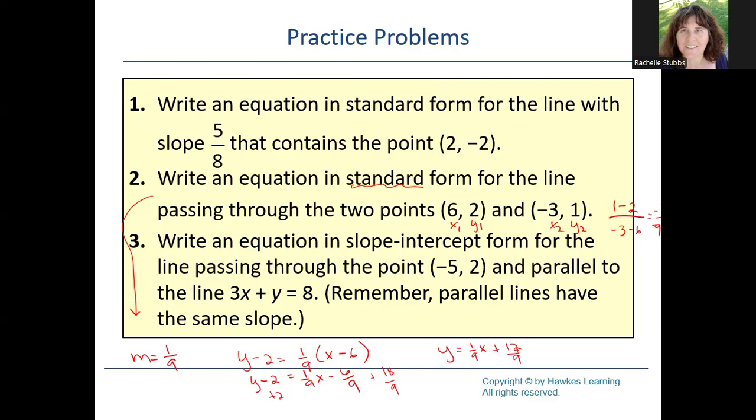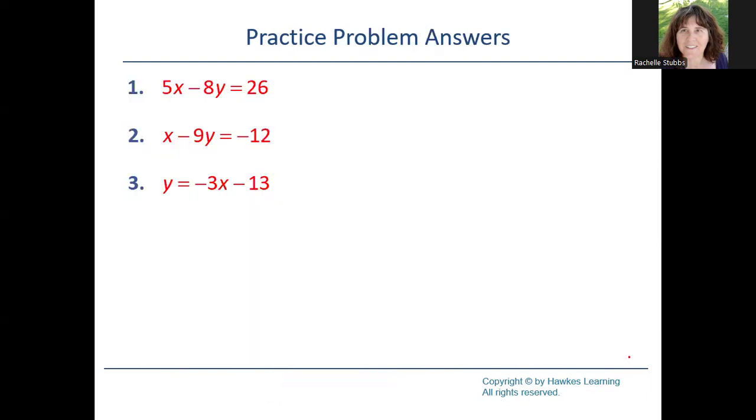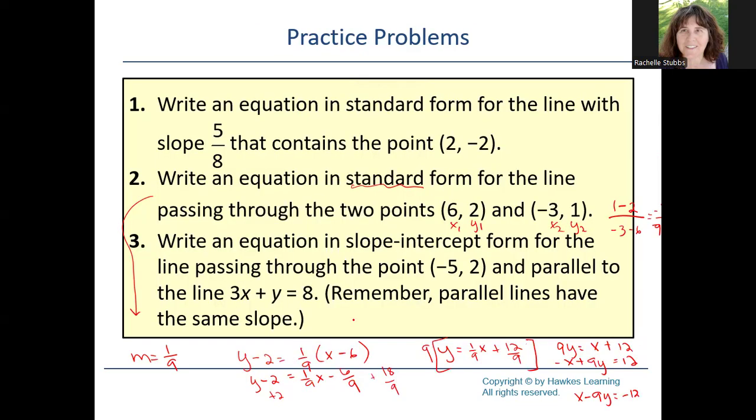This could be reduced down to, 3 goes into that 4 times, 4/3. But I'm going to keep it right here because we're taking it to standard form, so times everything by 9. I get 9y equals x plus 12. Now subtract the x, and then I get negative x plus 9y equals 12, or multiply a negative through, and I get x minus 9y equals a negative 12. Was that correct? Yep.